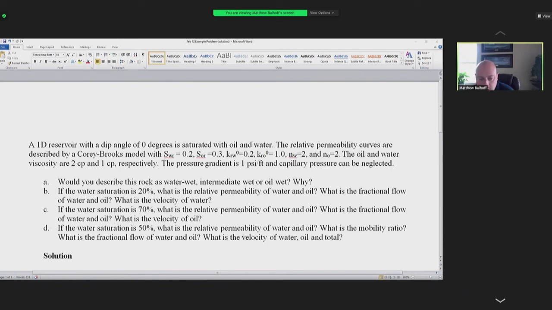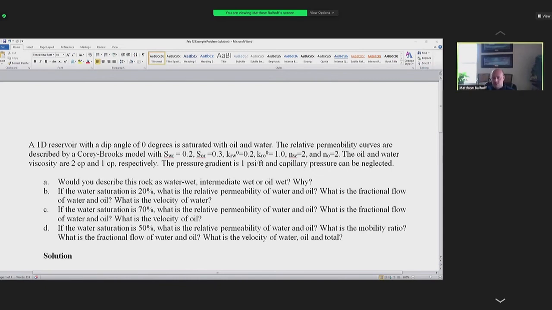So I'll give you a hint. The first three questions aren't going to require any calculations. You don't need a calculator and you don't really need a pencil. What you need is to think, and maybe to look at, think about the plot. So my first question is, would you describe this rock as water wet, intermediate wet, or oil wet, and why? Think about that for a minute based on the parameters I gave you in the problem.